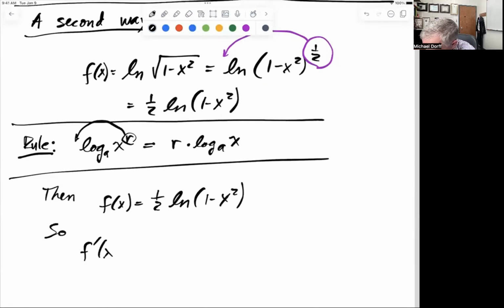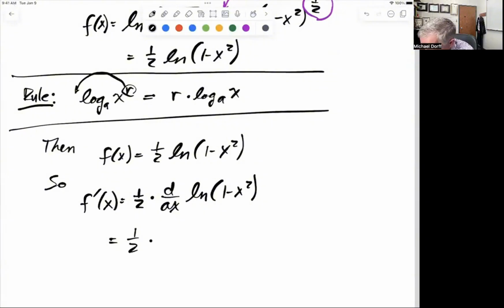So the derivative is going to equal 1/2. That 1/2 stays up front. And then I'm going to do the derivative of the natural log of 1 minus x squared. And that is going to equal, by the rule that we talked about here, that if you take the derivative of the natural log of g of x, it's g prime of x over g of x. So it's going to equal the derivative of that parentheses over that parentheses.